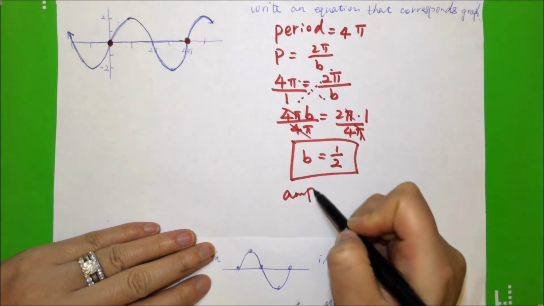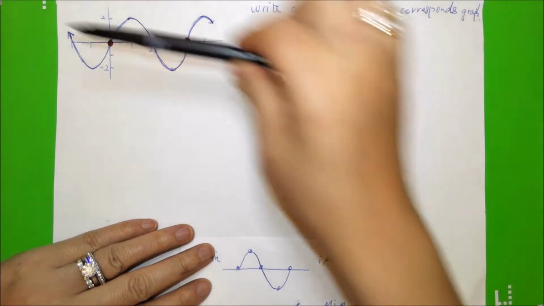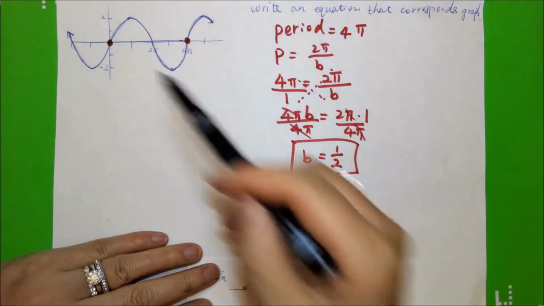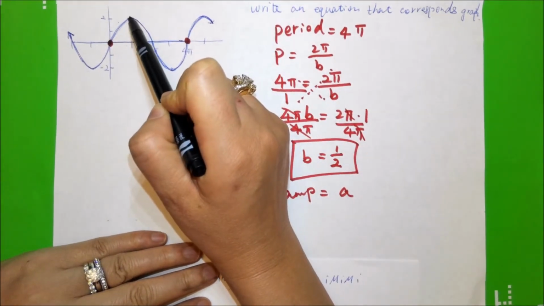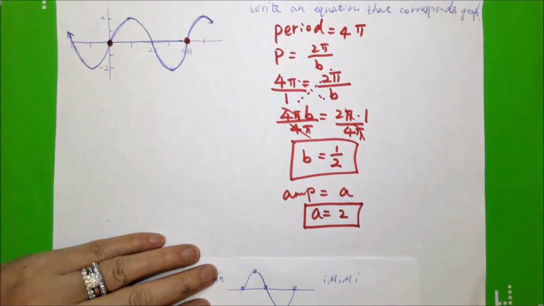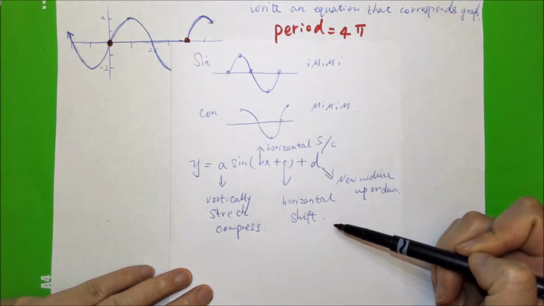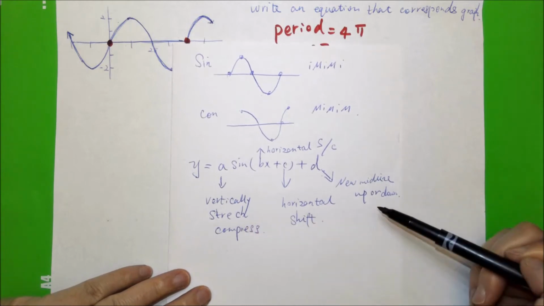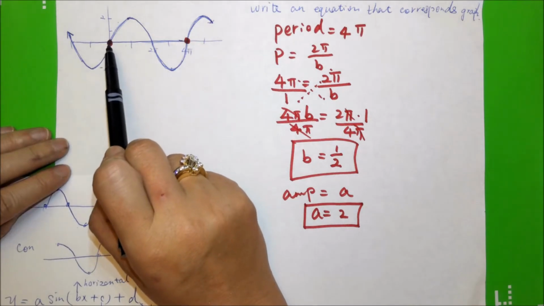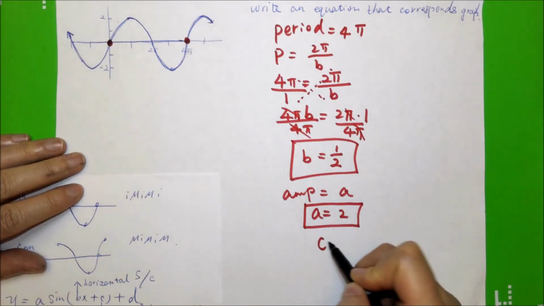A represents amplitude, which also means from the middle line to the highest point. From the graph, I can see the highest point is 2 units. Therefore, A equals 2. C decides horizontal shift. Have you translated your graph to the left or to the right? When you look at your graph, you can see you start from 0, 0. So you did not move your graph to the left or right. Therefore, C equals 0.